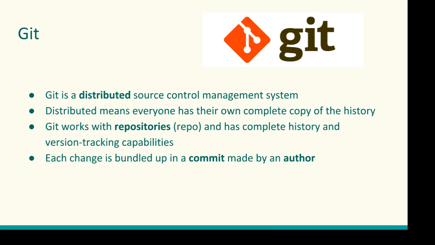So what Git is, it's a distributed source control management system. Distributed means everyone has their own copy of the history. All right? Git works with repositories, and I'll call them repos. Okay? And it has a complete history and version tracking capabilities. Every change that you make and commit is bundled in that commit and associated with a particular person and a date.